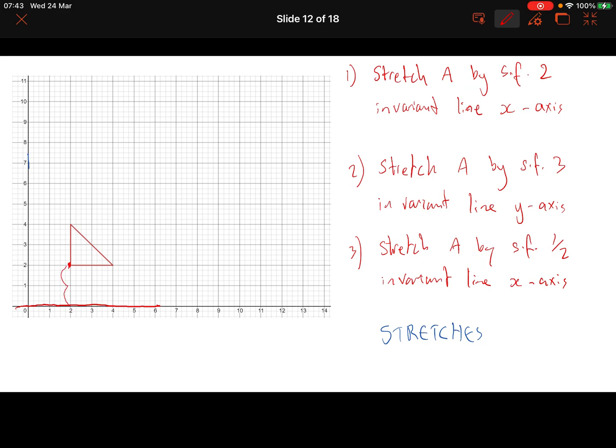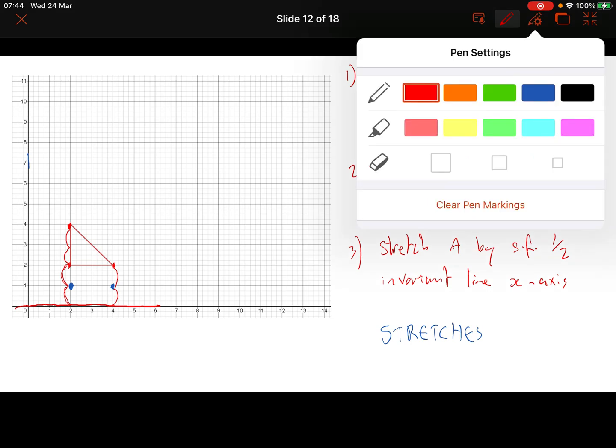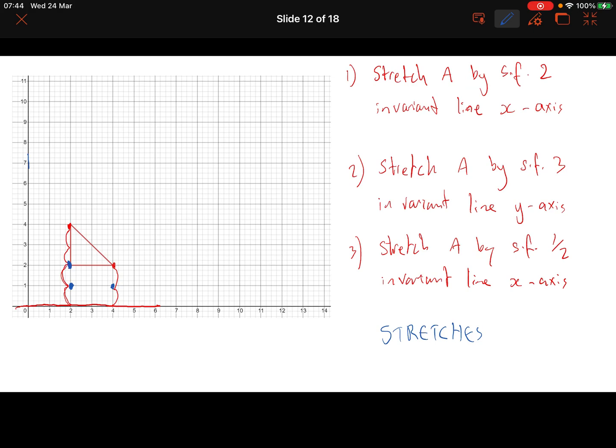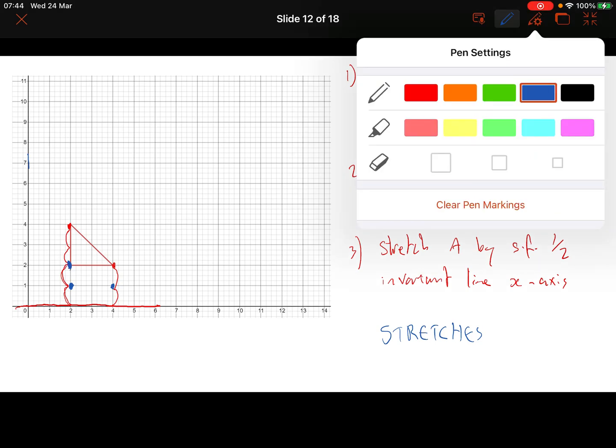If we go 1, 2, then obviously if the scale factor is a half, it's going to arrive there. Okay, and then this next point here, which will go 1, 2 to get to there. Again, half of 2 is 1, so we only move 1 from the invariant line. And this one we move 1, 2, 3, 4 to get to that point from the invariant line. So half of that, we're only going to move 2 from the invariant line. So here is my stretch that has a scale factor of a half from x-axis invariant line.